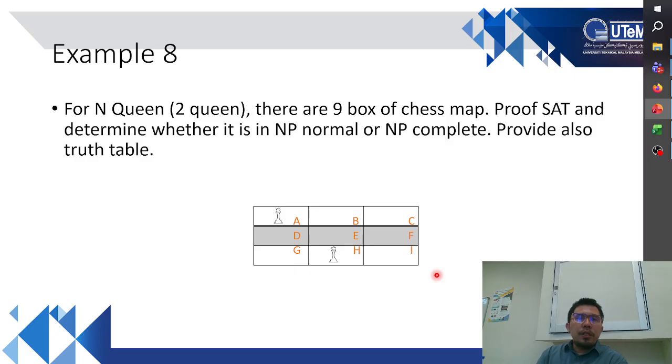So let's go straight to the example. You need to understand the example so that you will understand the equation itself. For N-Queen, which is 2 queens, there are 9 blocks on the chess map. Prove and determine whether it is NP or NP complete, and also provide the truth table. So we have 2 queens, and we want to estimate whether this is NP or NP complete.